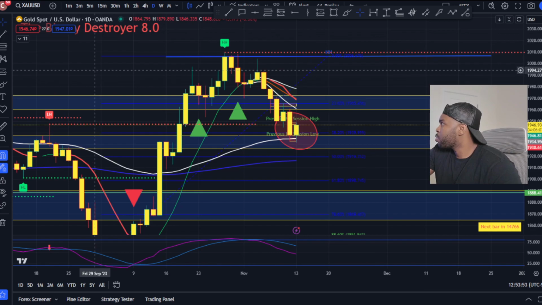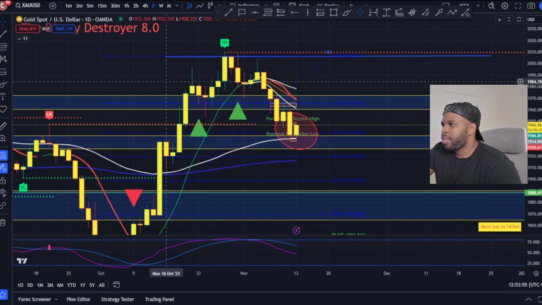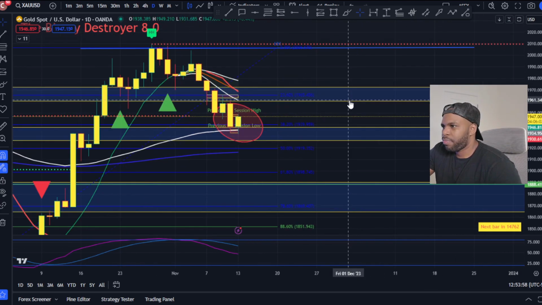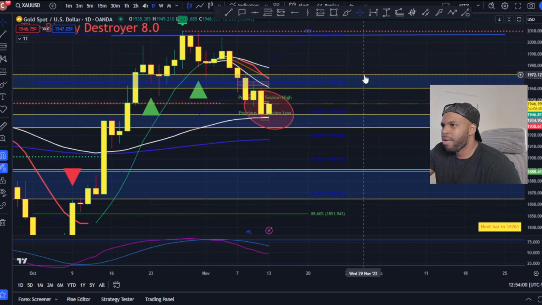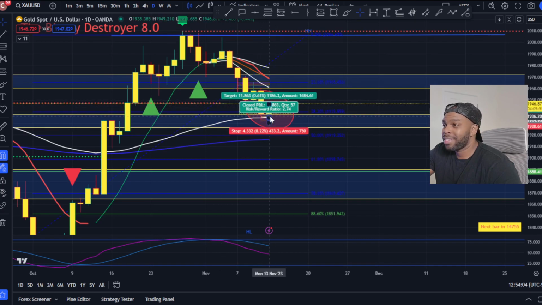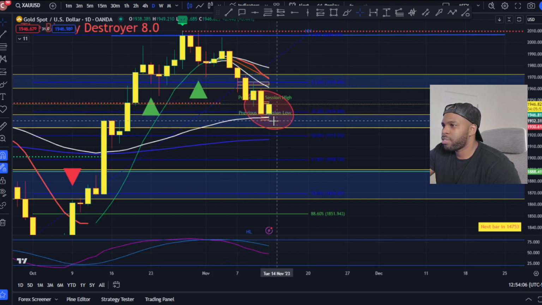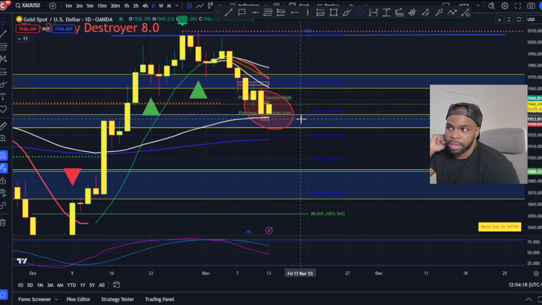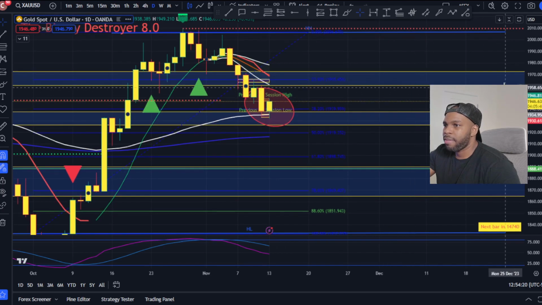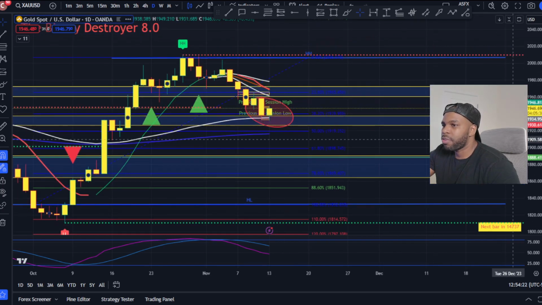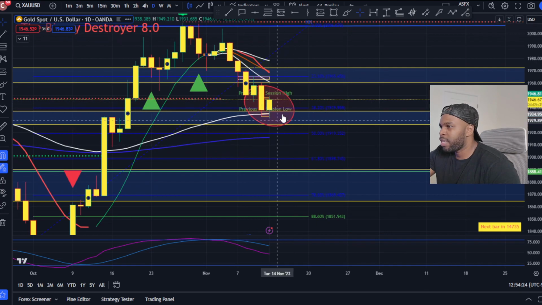So if you're looking at the daily, this is gold right here, by the way. On the daily chart, you can see I have one, two, three zones here. Right now, I like this area right here because price is respecting the 50 EMA, which is this white line right here. This 50 EMA is respecting the area, the zone, which is my area of interest, and it's respecting the 38.2 fib level that I have on my chart. So there's a lot of confluence in this area here.